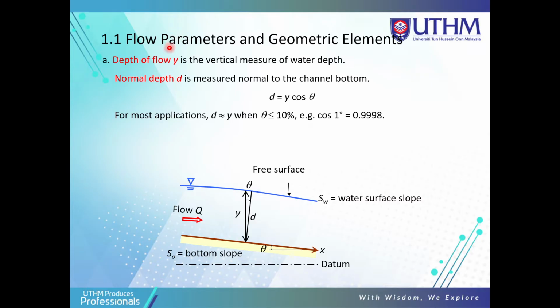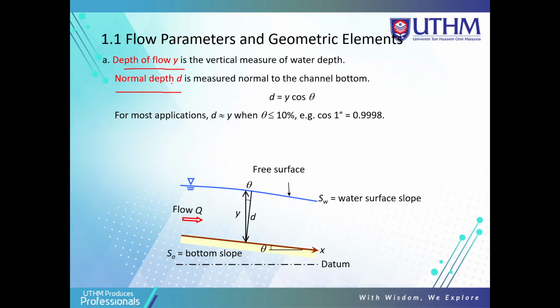Now, flow parameters and geometrical elements. Depth of flow, Y, is the vertical measure of water depth. This is the Y here. And the normal depth, d, is here. The depth of flow of water is based on this. For most applications, d is equal to y.